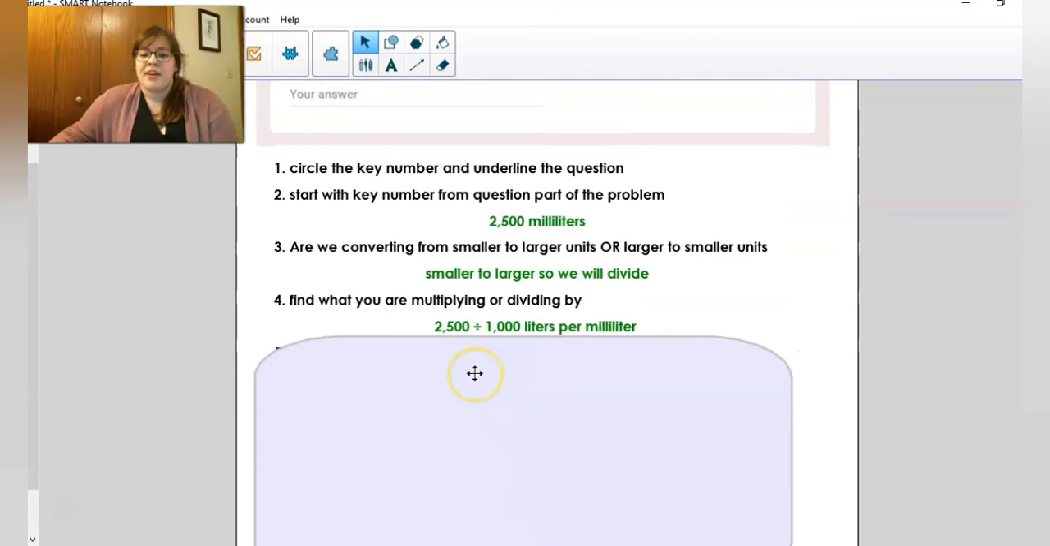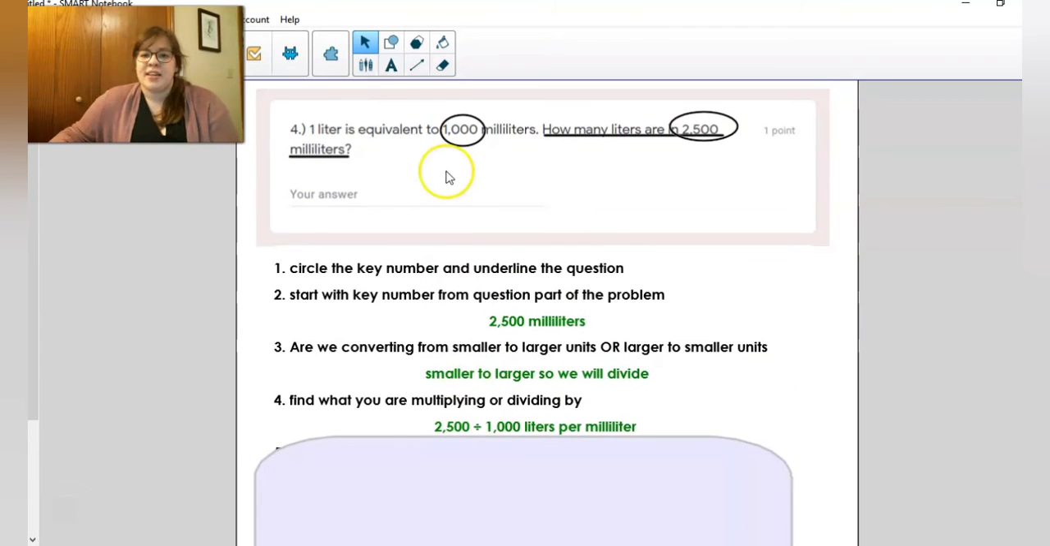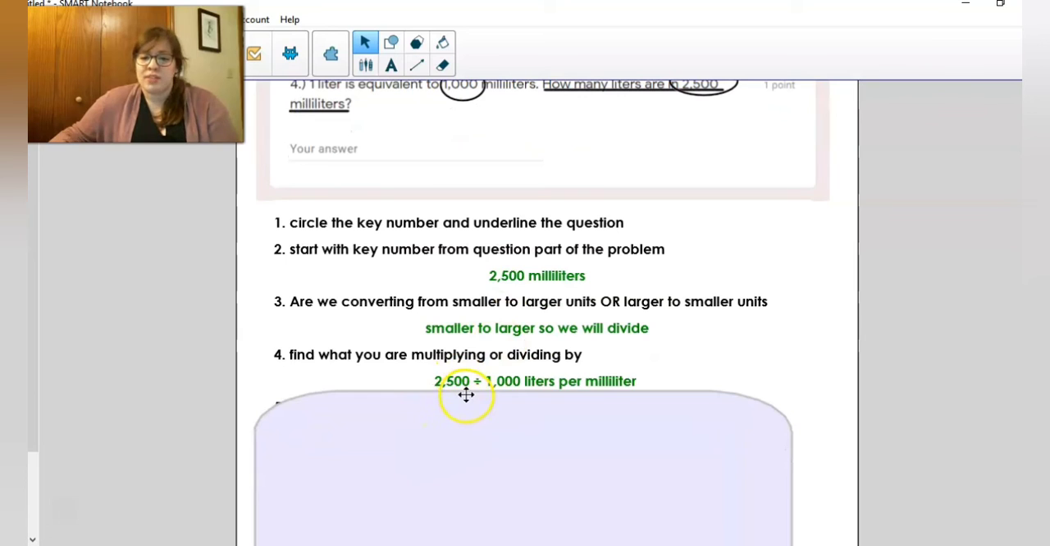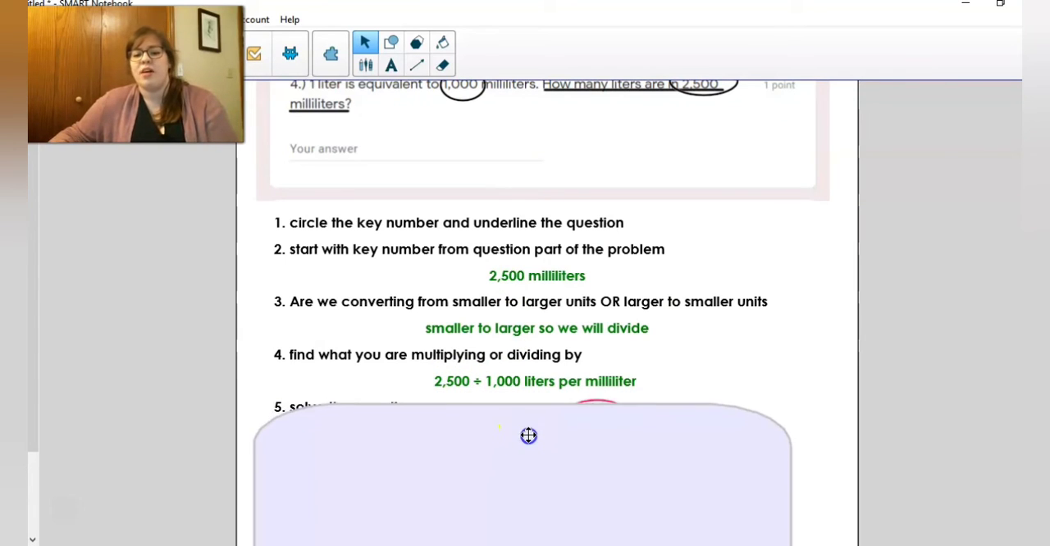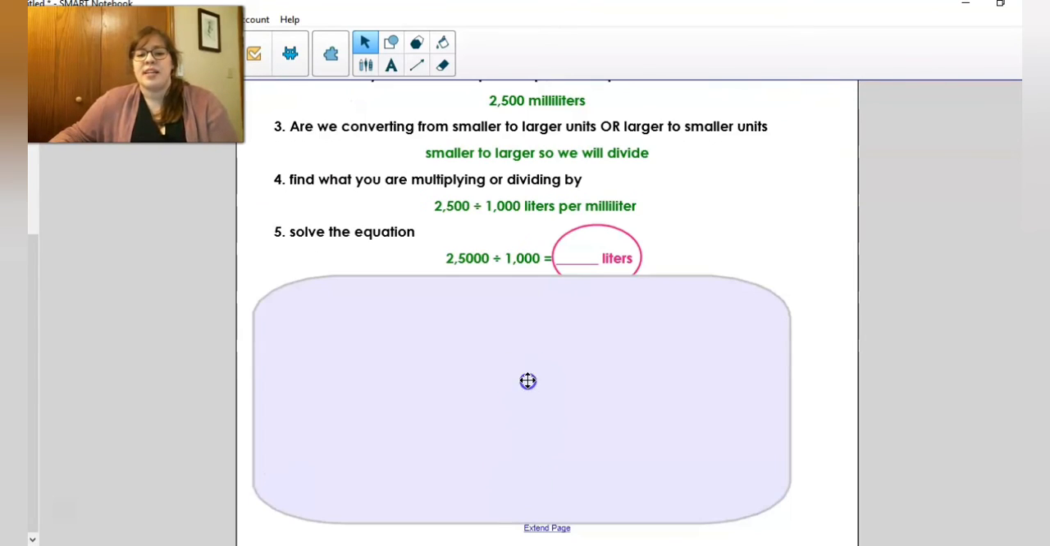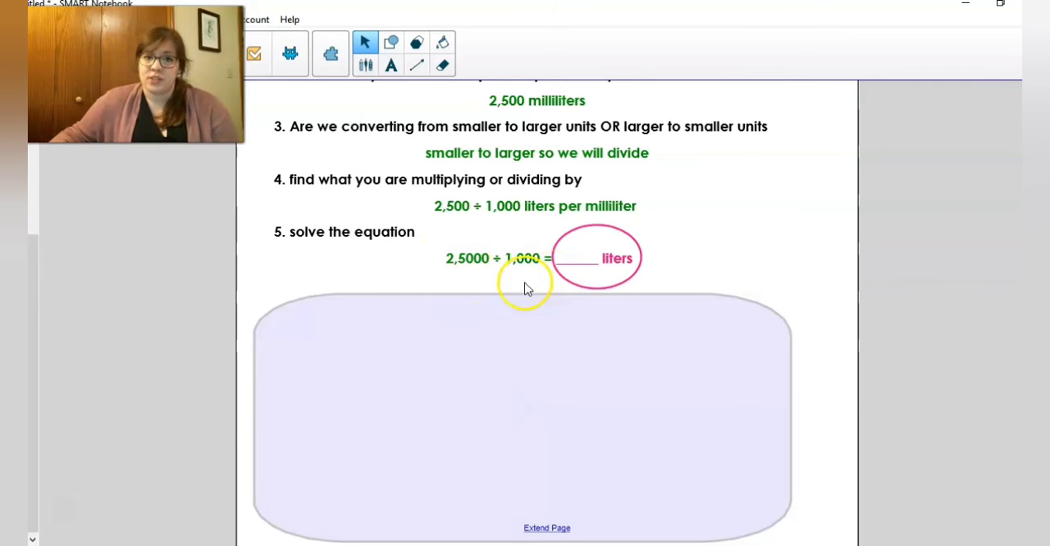So then I have to figure out what I'm dividing by. I see that there's 1,000 milliliters in 1 liter, so I'm going to take 2,500 and divide it by 1,000. And that's the equation that will give you your answer. So you're going to take 2,500 and you're going to divide by 1,000. And that will give you your number of liters.